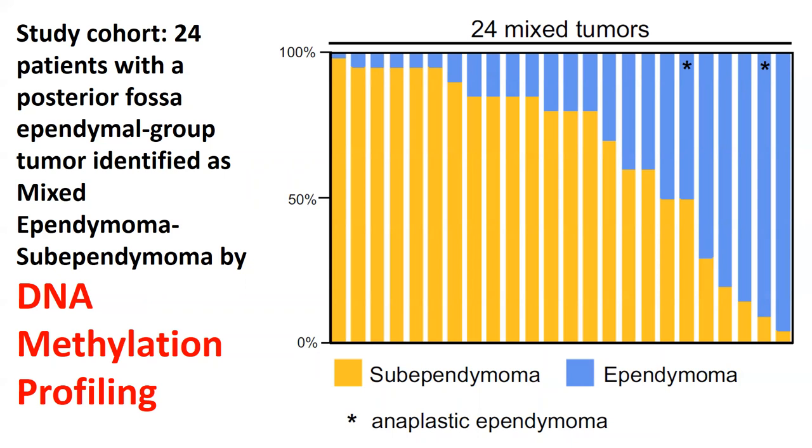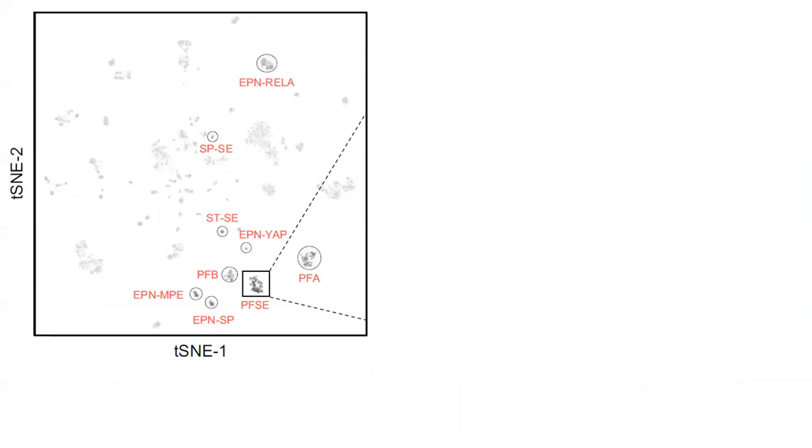And for those that are mixed, look at the percentages of subependymoma in these 24 tumors. You can see the first five or six look like pure subependymoma, right? You'd have to look hard to find any ependymoma. The ones to the far right look like pure ependymoma, but they all have the same methylation profiling. And here's the methylation profiling map, and everything labeled in red are the ependymoma group tumors. At the very top, ependymoma RELA fusion positive. Then you can see spinal cord subependymoma, SP-SE, supratentorial subependymoma, ependymoma YAP1 altered, posterior fossa A, posterior fossa B, myxopapillary ependymoma, MPE, and finally ependymoma subependymoma.